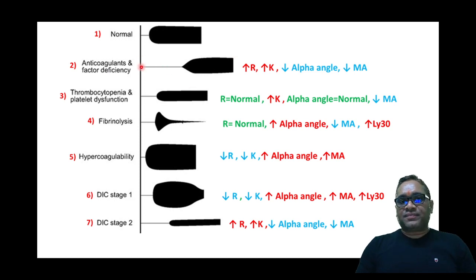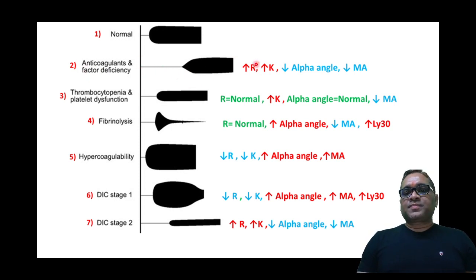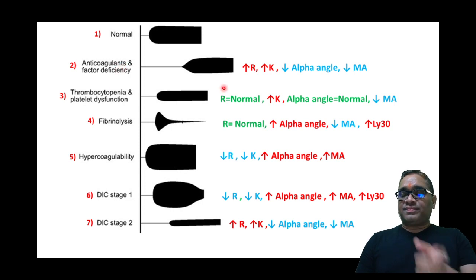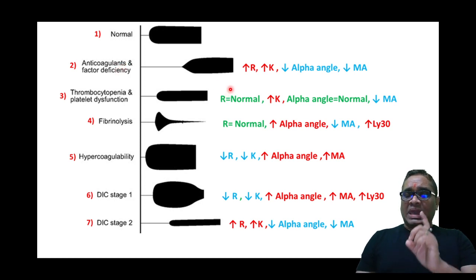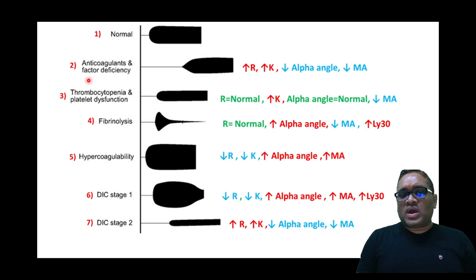So now you understand, if R time is prolonged, it means anticoagulants or factor deficiency, and you have to give FFP. Now if you are dealing with a thrombocytopenia or platelet disorder, right?